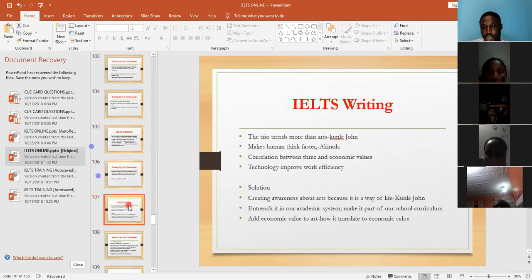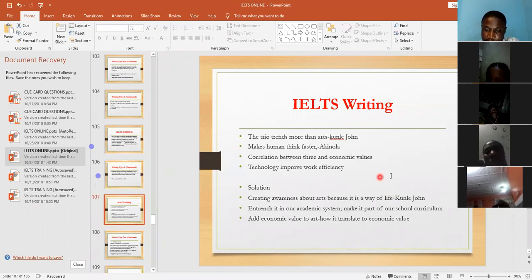So after that, this is the plan, the points that were raised to be discussed. Someone gave us an idea that the trio of science, business, and technology is why they are more popular. Someone said it makes humans think faster. Someone said there was a correlation between the three and economic value. And someone said technology improves work efficiency.